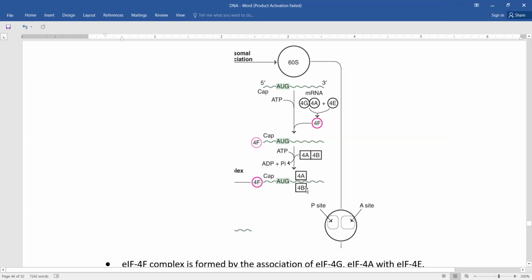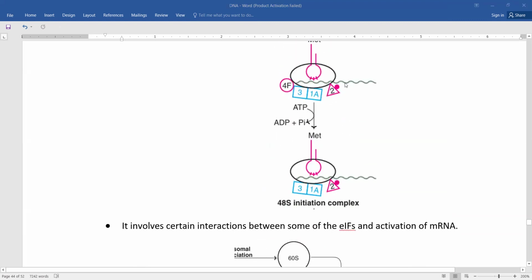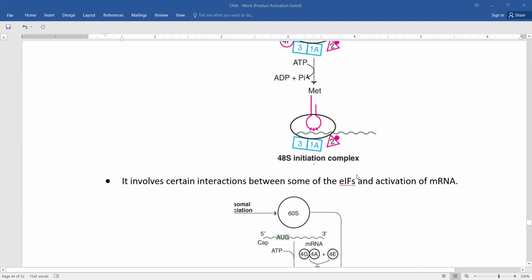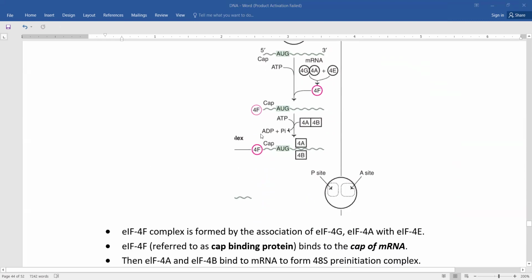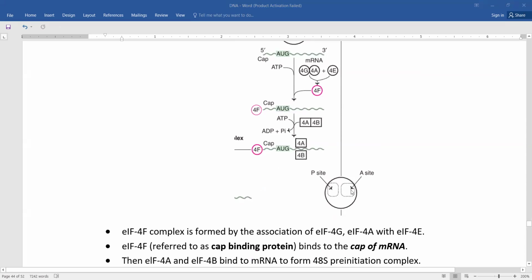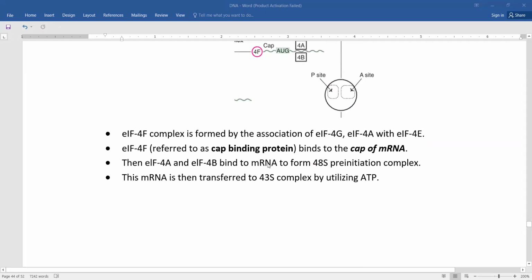This activated mRNA binds to this 43 pre-initiation complex to form the 48 pre-initiation complex. So this one will go and bind to the 43S complex to form the 48 complex. Now this is the larger subunit of ribosome, which contains a P site and A site. You remember first P site, next one is A site.